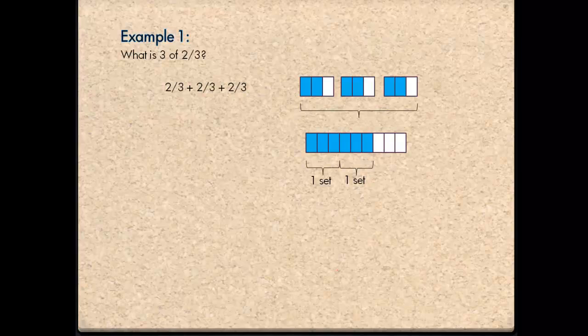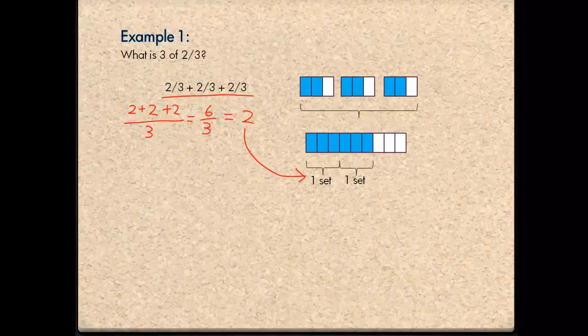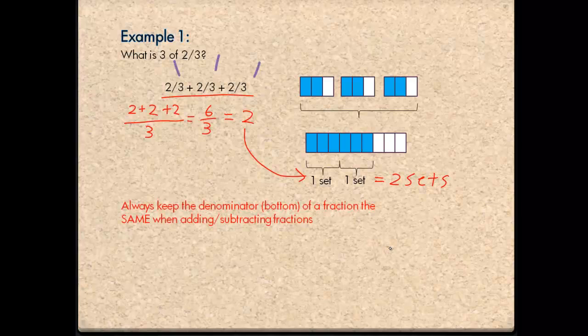We can also do this question the mathy way. Well, 2/3 plus 2/3 plus 2/3 is really just the same as 2 plus 2 plus 2 all over a common denominator of 3. This is just the same as 6 over 3, which can be reduced to 2. Notice that 2 is consistent with our finding of 1 set plus 1 set, which is also 2 sets. Just a side note, remember to always keep the bottom the same when adding and subtracting fractions. Namely, we want a common denominator.